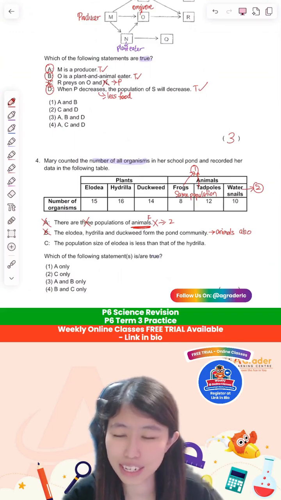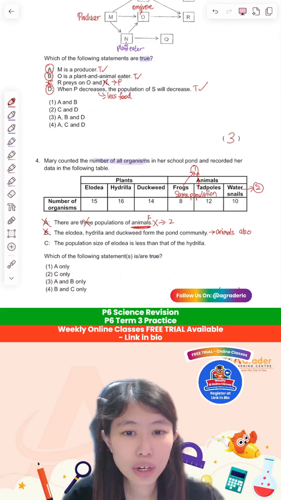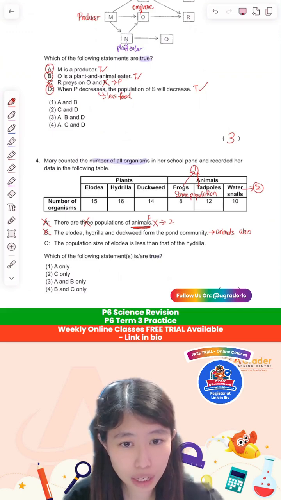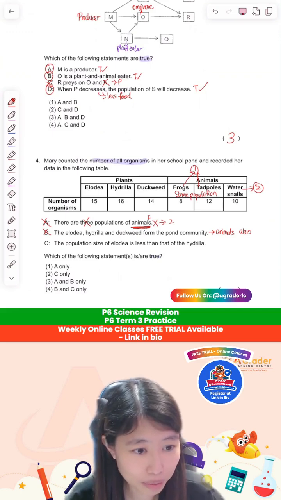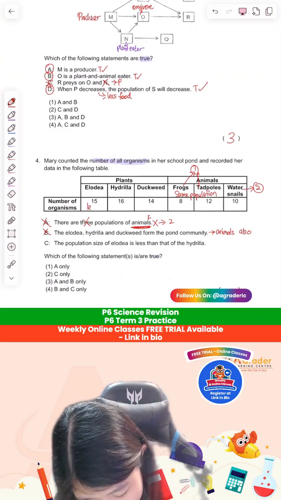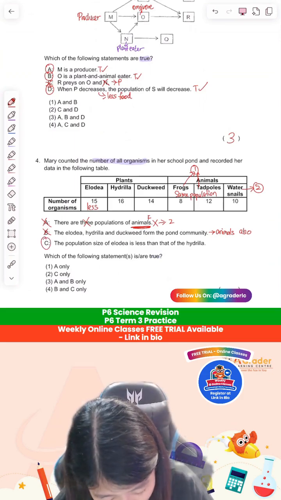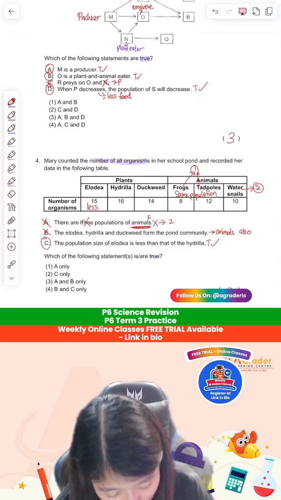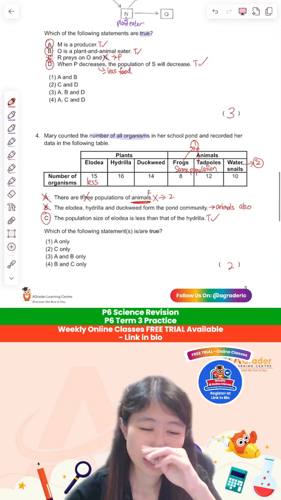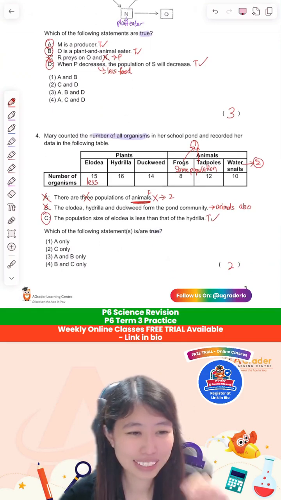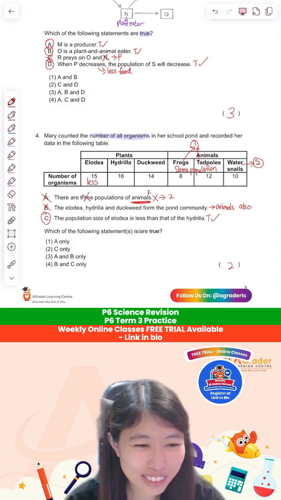Then what about C? Is C true? The population size of elodea is less than that of the hydrilla. Very good. You see, there's a smaller number of organisms than hydrilla. So this is true. So your answer is supposed to be number 2. Those of you who sent in your answer as 2, you got it correct. Very good. Thank you for all your answers.